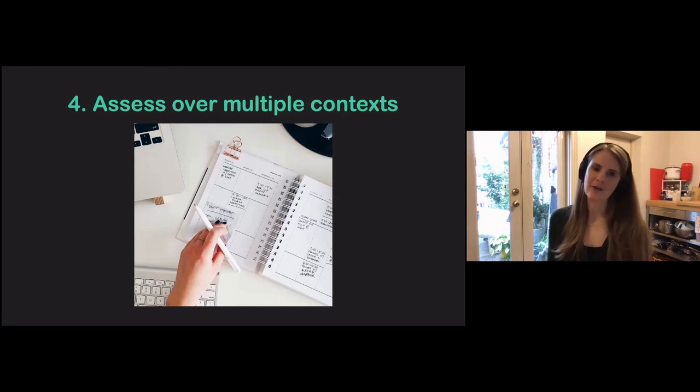Another strength of this is that we will also have much more reliable measurement because we've got so many measurement points. We're able to aggregate them together to get a really nice, strong understanding of someone's mean.